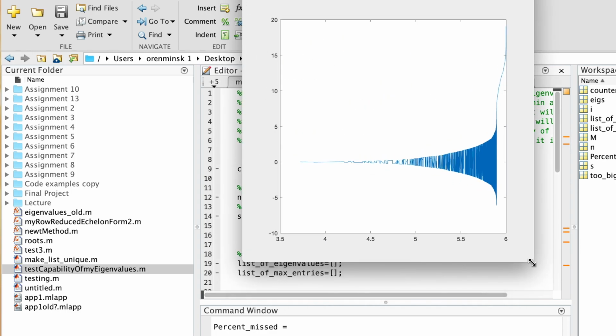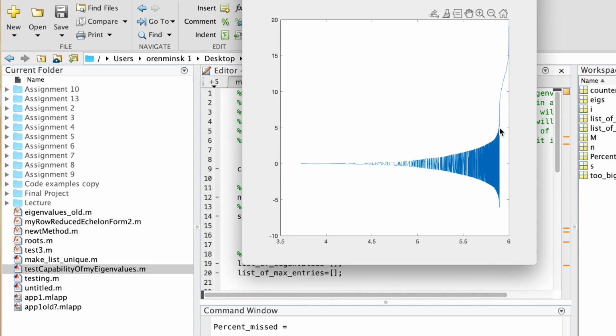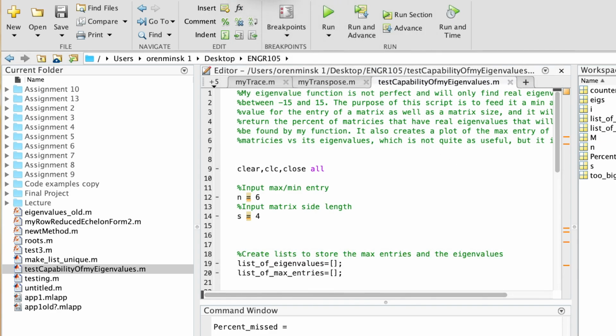This is just a plot of the max eigenvalue versus the max entry in the matrix. So this is the max entry from 3.5 to 6, and then the max eigenvalues. Almost all of them are below 15, but not quite all of them. So basically larger numbers tend to lend themselves to larger eigenvalues. The smaller the numbers in the matrix, the more likely the matrix's eigenvalues are to be found by my function.